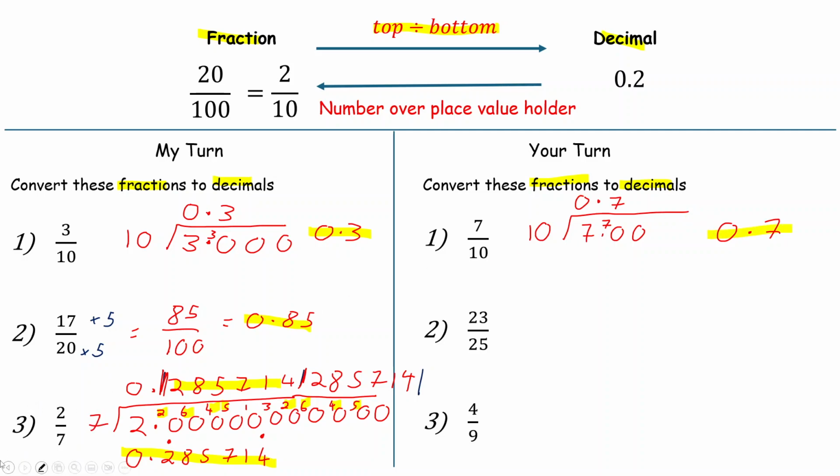But again, you could have maybe timesed the 7 by 10, and the 10 by 10, to give you 70 over 100, which you would also see is 0.7, but I didn't do it that way.